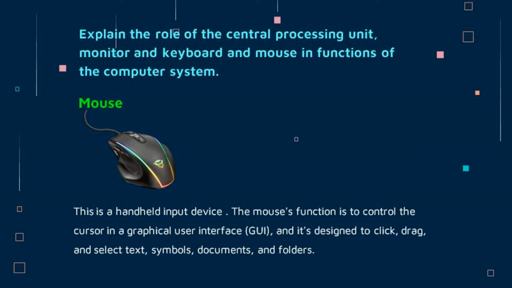A mouse is known as a handheld input device. The mouse's function is to control the cursor in a graphical user interface, also known as the GUI, and it's designed to click, drag, and select text, symbols, documents, and folders. When you press the left or right mouse buttons, a mouse is generally a little palm-sized block with a roll ball or sensor at the base that senses the movement of the mouse and transmits appropriate signals to the CPU.